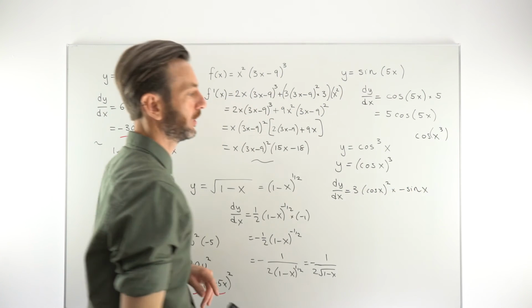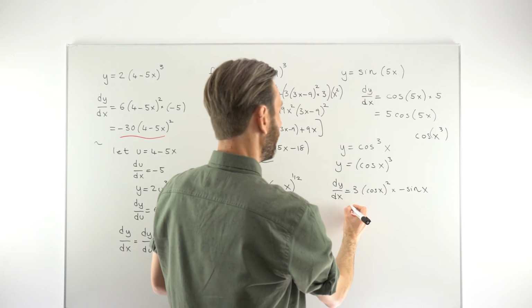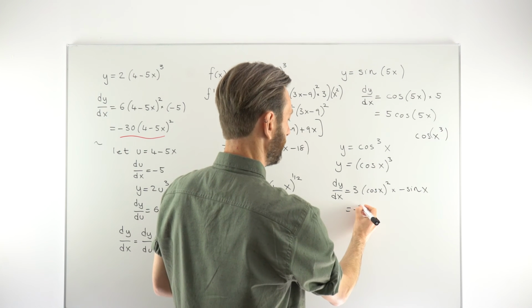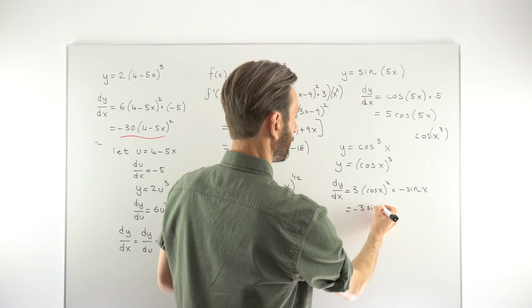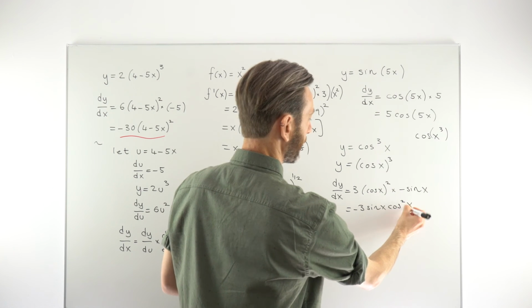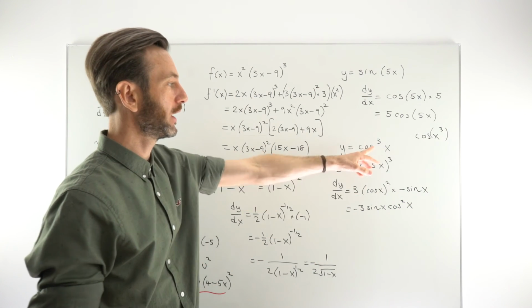So these guys always come out a little weird in that you end up with like a second trig function. And then just tidying this up by multiplying the 3 and the minus sine x, we would get minus 3 sine x cos. You could remove the bracket and make it cos squared x if you like at that point. So those guys are fairly common actually. You'll see quite a lot of those.